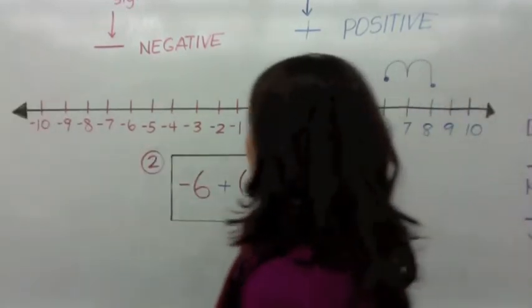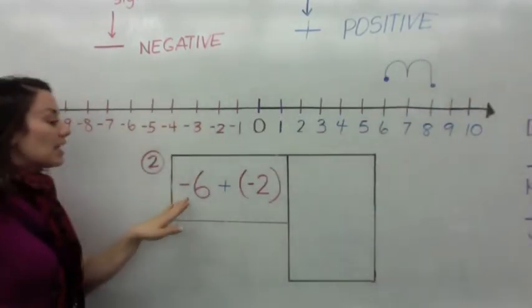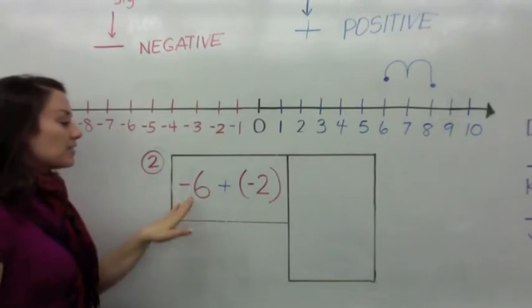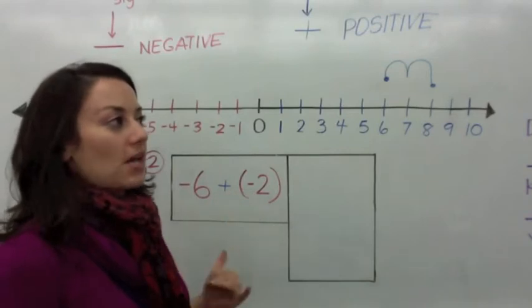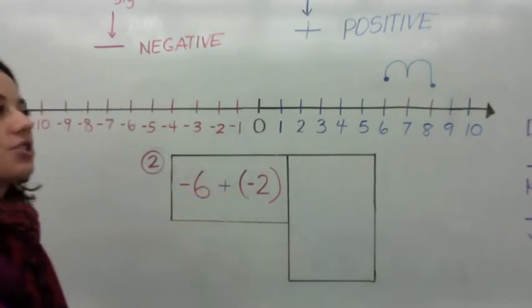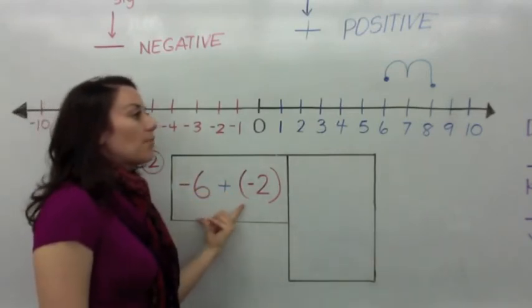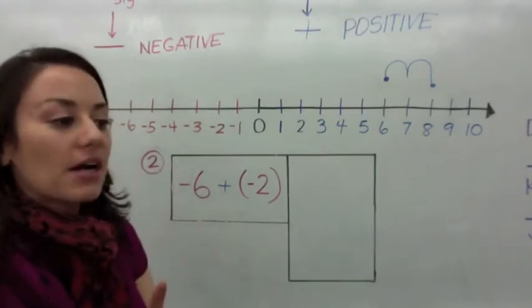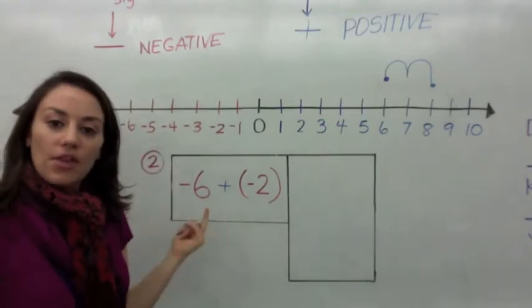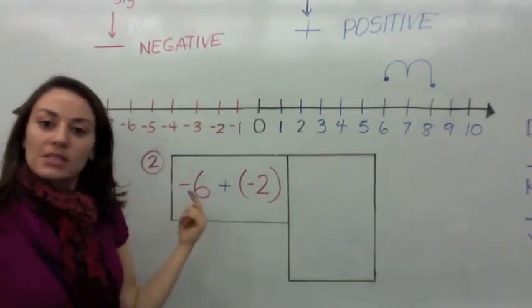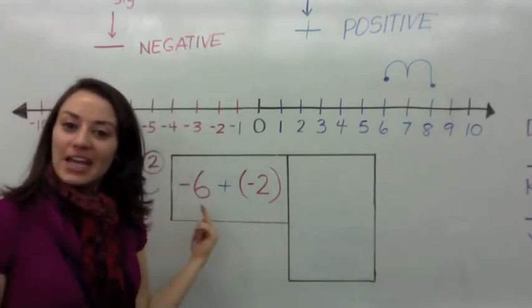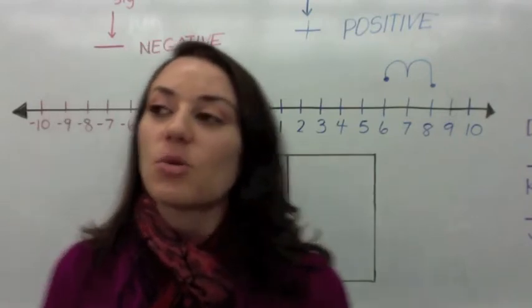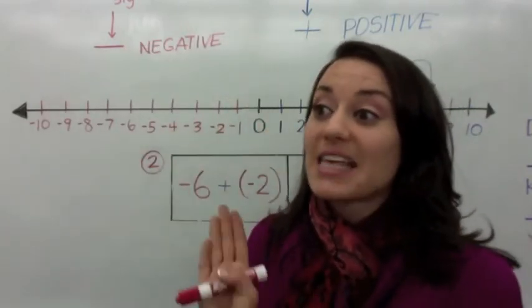Okay, so let's read number 2 together. This says negative, read it with me, negative 6 plus negative 2. Before we begin, we look at the integers. Do these numbers have the same signs or different signs? Are they both red? Are they the same color? Yeah. They're both negative, right? So they have the same signs.